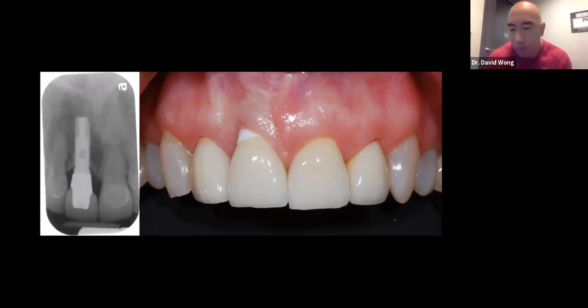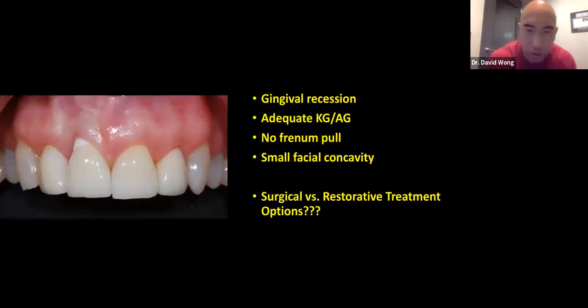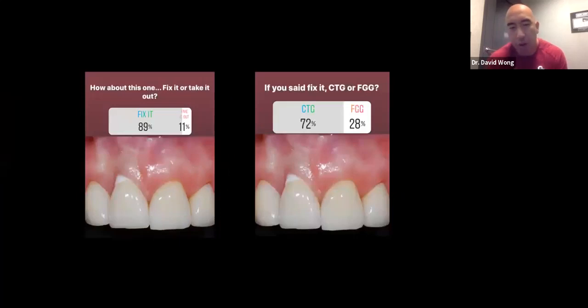So here you can see that we've got some gingival recession. We do have adequate keratinized and attached gingiva. There's no frenum pull in the area, and we have a small soft tissue concavity on the distal facial aspect. So going back to our Instagram poll, even though the recession is the same as the case 3 cases ago, 89% want to fix this case versus 11% wanting to take it out. Why is that? My suspicion is because we have keratinized gingiva here and there's no inflammation. So that changes how people perceive the problem.